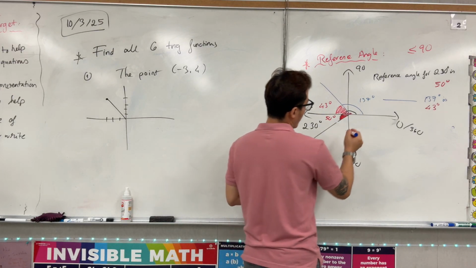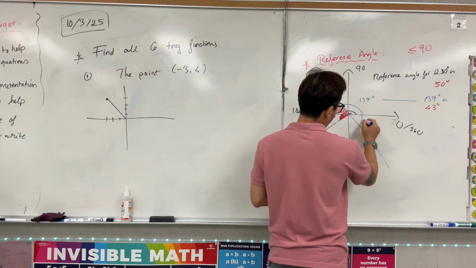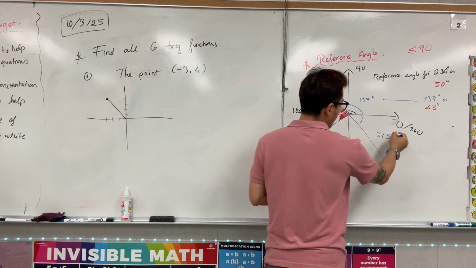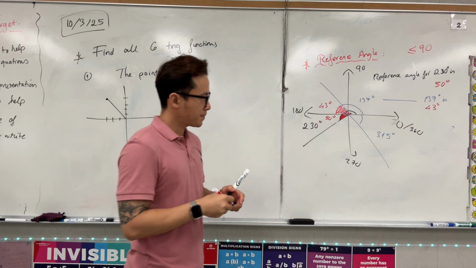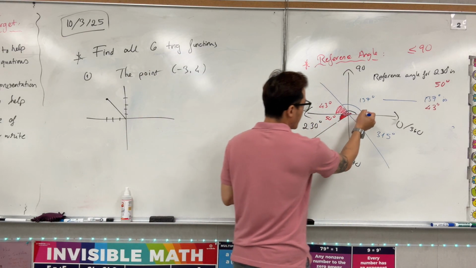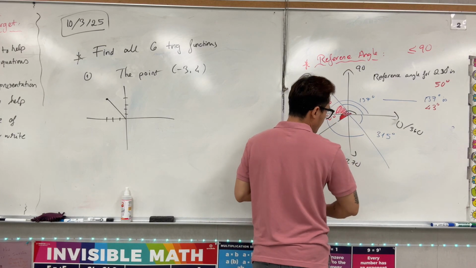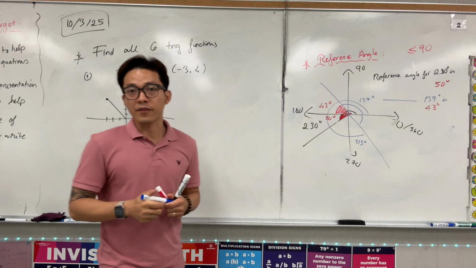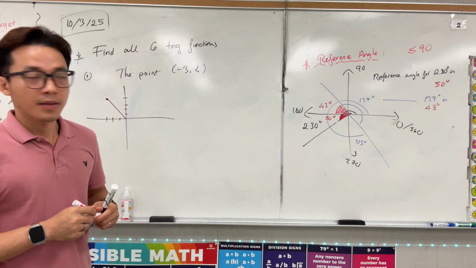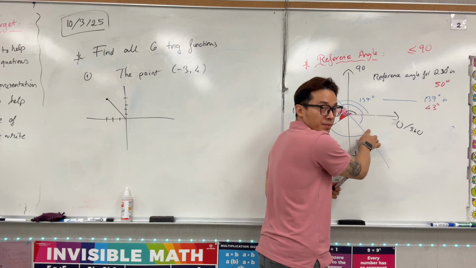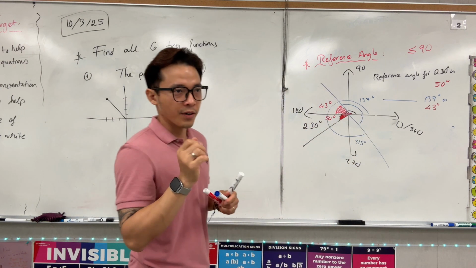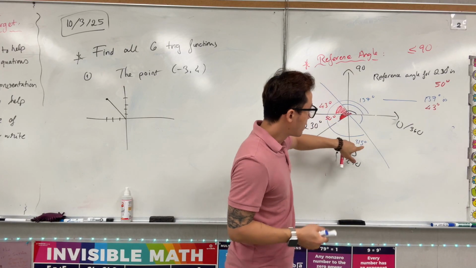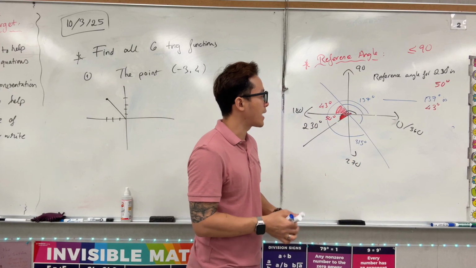How about this one? 315. What is the reference angle for that? So the whole thing here is 315. What if it's the other way around? Yes, very good question. I want you to keep positive first, and then we're going to talk about negative. But here, 315. What is the reference angle for that?